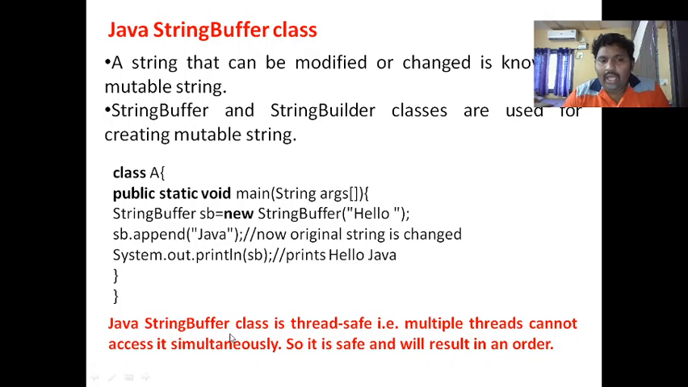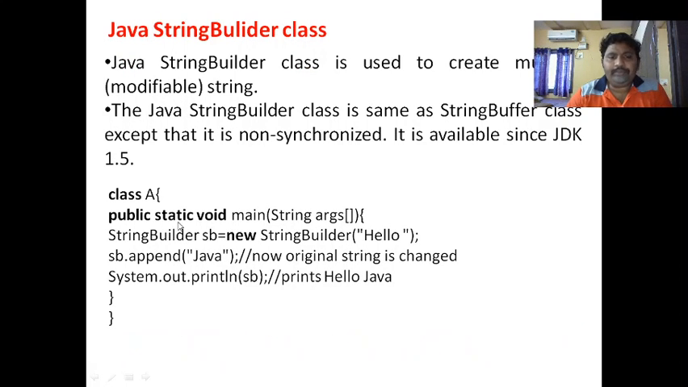The StringBuffer class is also called thread safe. What is meant by thread safe is, if several programs are running, they cannot access this same string object at the same time. A single object is accessed by a single thread at a time. That's why we cannot get different kinds of outputs. So if you want to create mutable strings, we do it by using the class called StringBuffer.